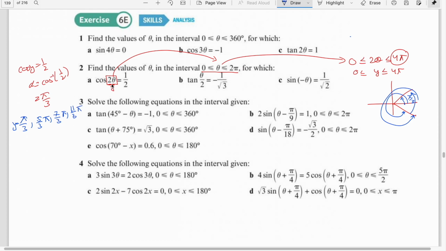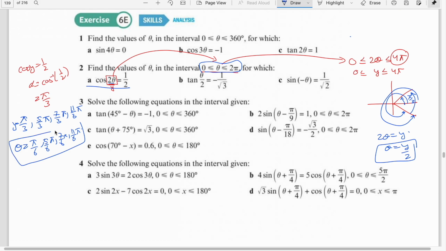Now we knew that 2 theta was equal to y, so theta would be y divided by 2. So theta is equals to every angle divided by 2: pi by 6, 5 by 6 pi, 7 by 6 pi, and 11 by 6 pi. So these are the 4 angles for cos 2 theta is equals to 1 by 2 for the given domain. And see, all of these angles are within 0 and 2 pi.